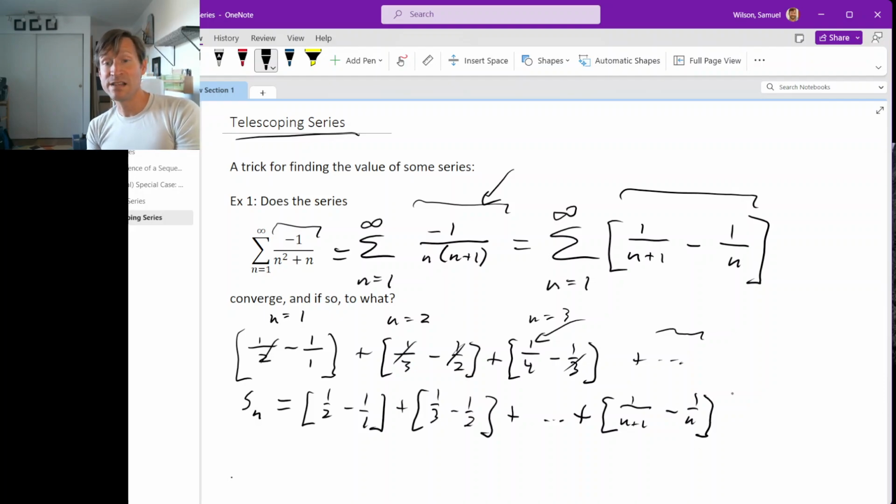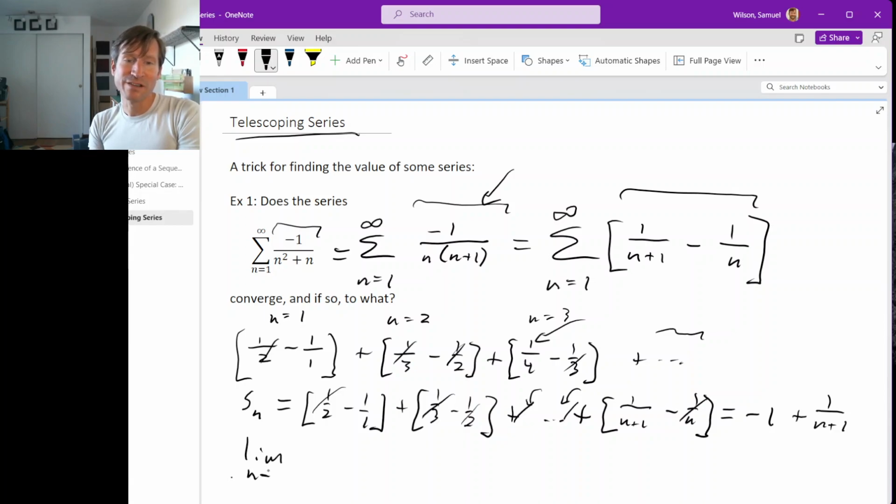Okay, and now let's see in this partial sum what cancels. So this 1/2 cancels that minus 1/2. There's a plus 1/3 here, and there's a minus 1/3 hiding in here. So those cancel, and so on, all the way down to the term before the last one, where there's a plus 1 over n, and so that's going to cancel this minus 1 over n. So everything cancels except the terms at the end. So we have minus 1 plus 1 over n plus 1. Okay, so now that we know what the nth partial sum is, we can take a limit of this nth partial sum, minus 1 plus 1 over n plus 1.